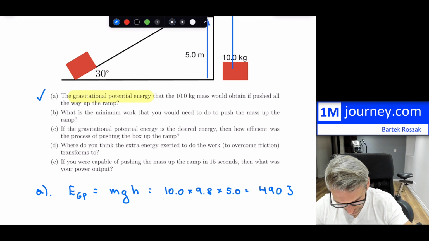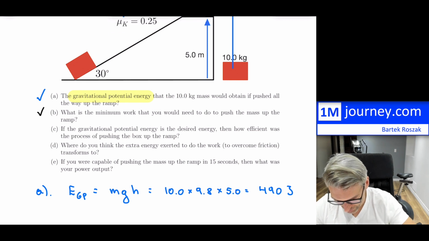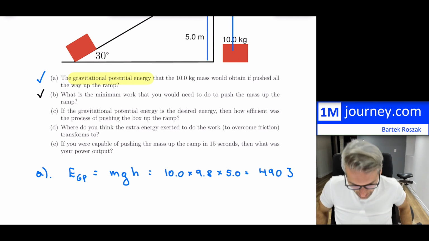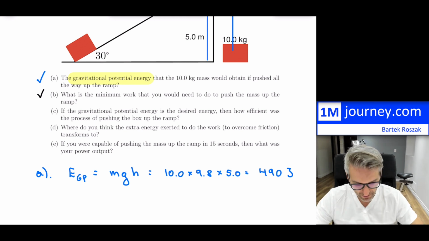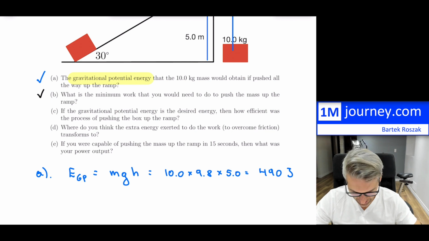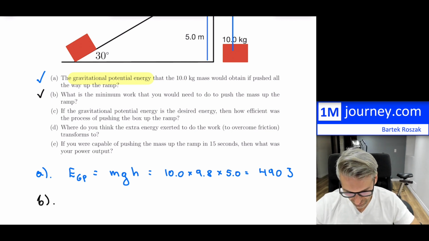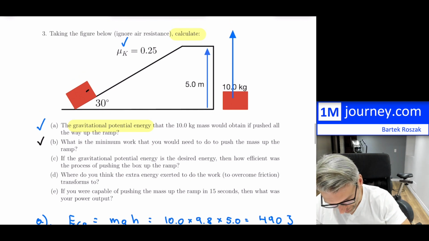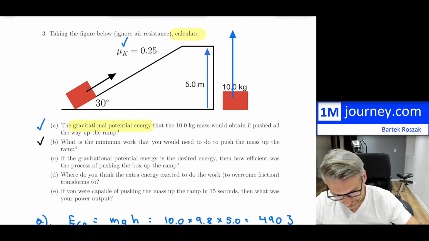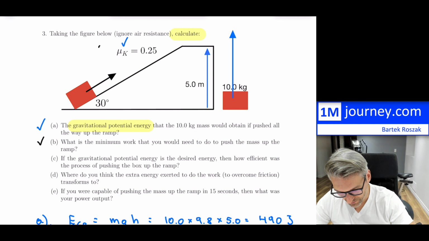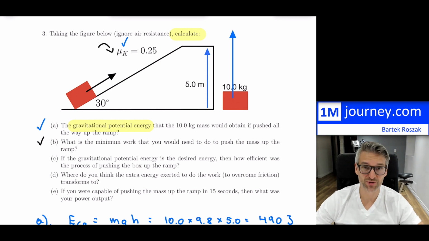Okay, let's move over to part number 2. What is the minimum work that you would need to do to push the mass up the ramp? Okay, so this one is not going to be as easy. In order to push this all the way up the ramp, the amount of energy, now because of the fact, so notice in here, because you have friction, you're going to have to overcome friction.